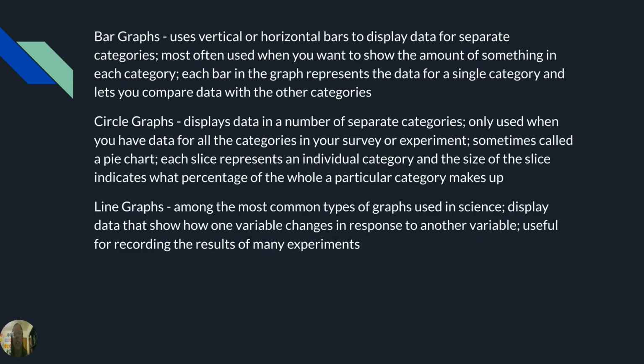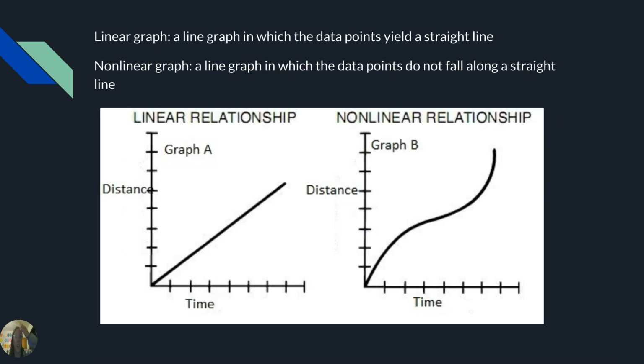And then line graphs are among the most common types of graphs used in science. They display data that show how one variable changes in response to another variable. They're useful for recording the results of many experiments. So then you can have a linear and a nonlinear graph. A linear graph is a line graph in which the data points yield a straight line. And nonlinear is a line graph in which the data points do not follow along a straight line. So you can see the differences there.